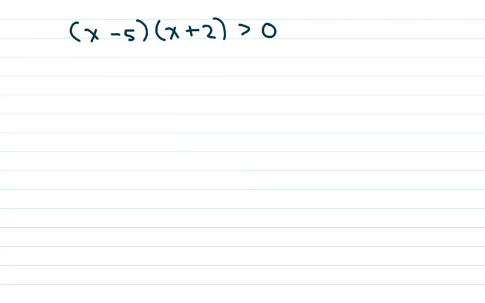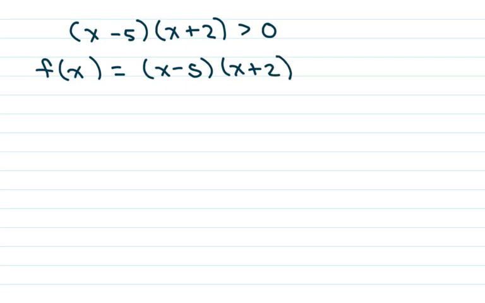So we're going to check the zeros, and I can also write this as f(x) = (x - 5)(x + 2). So the zeros of this are 5 and negative 2. So (5, 0), (-2, 0). And what we're going to do is use this little table and check our intervals.